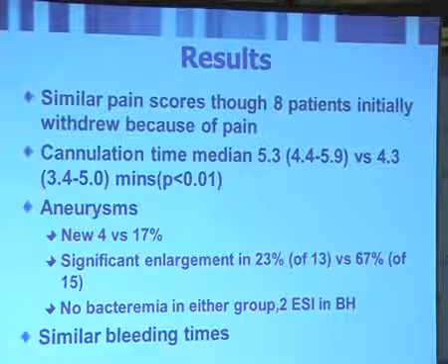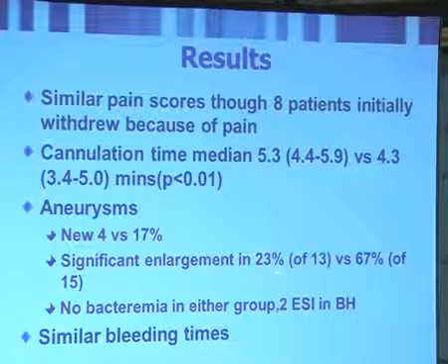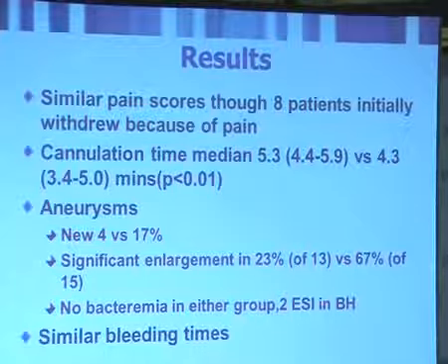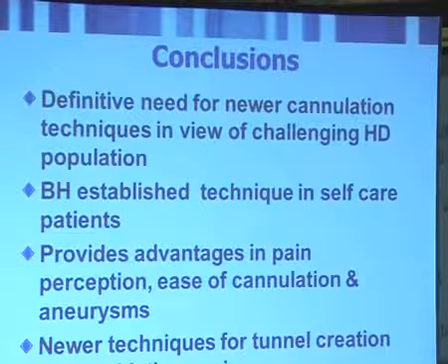Cannulation time, as expected, was much higher with the buttonhole technique because you have to have a more elaborate disinfection procedure. There was a significant reduction in the aneurysm formation, 4% as compared to 17%, and there was significantly less enlargement of previous aneurysms in the buttonhole technique as compared to the standard technique, 23% as compared to 67%. Interestingly, this randomized controlled trial found no bacteremia in either group, but there were 2 exit site infections in the buttonhole group. This could be because of the more strict adherence to the disinfection protocol. Both the groups reported similar bleeding time.